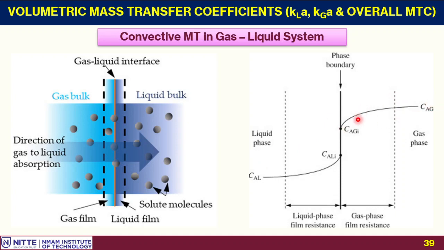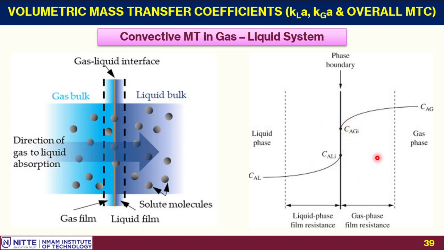When it is being transferred at the interface, it has a concentration CAGI. The suffix A stands for the molecule A, suffix G stands for the gas phase, and L stands for the liquid phase. So the molecule A has different concentrations in the gas phase as well as the liquid phase. You observe here that at the interface, there is a sudden drop in the concentration of molecule A from gas phase to liquid phase. It is not equal. The reason is that it depends upon the equilibrium composition, that is, the equilibrium constant, which we in fact develop using Henry's law later.